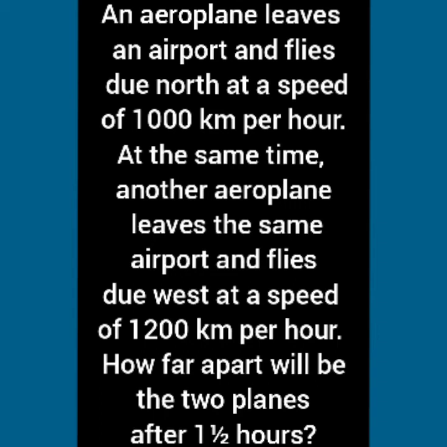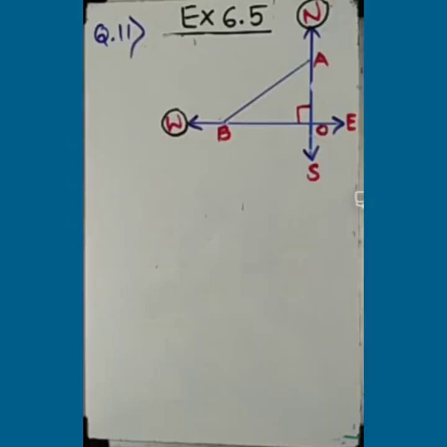At the same time, another aeroplane leaves the same airport and flies in the due west direction. The other aeroplane is going in this direction with a speed of 1200 km per hour. Per hour indicates 60 minutes. Find how far apart the two planes will be after 1.5 hour. 1.5 hour means the time duration changes. So what do we have to do in that?